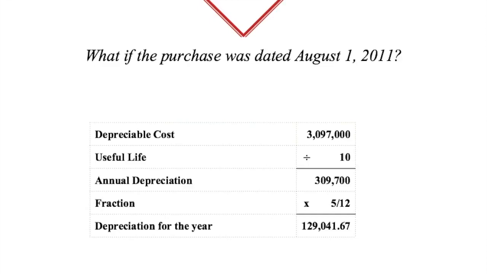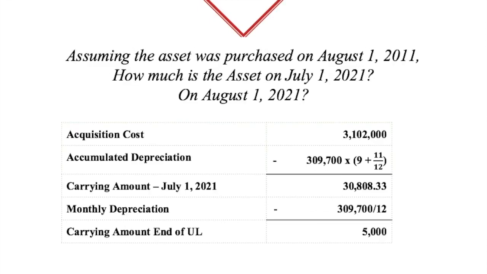If it is bought during the middle of the year, the depreciation for the first and subsequent years will be different. So for this example, we just multiply the annual depreciation of 309,700 by 5 over 12 to get the depreciation for the year of 129,041.67.